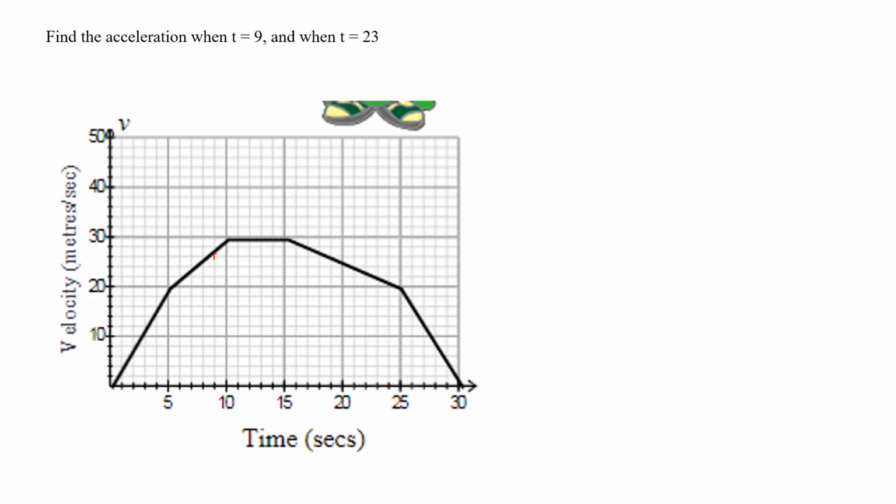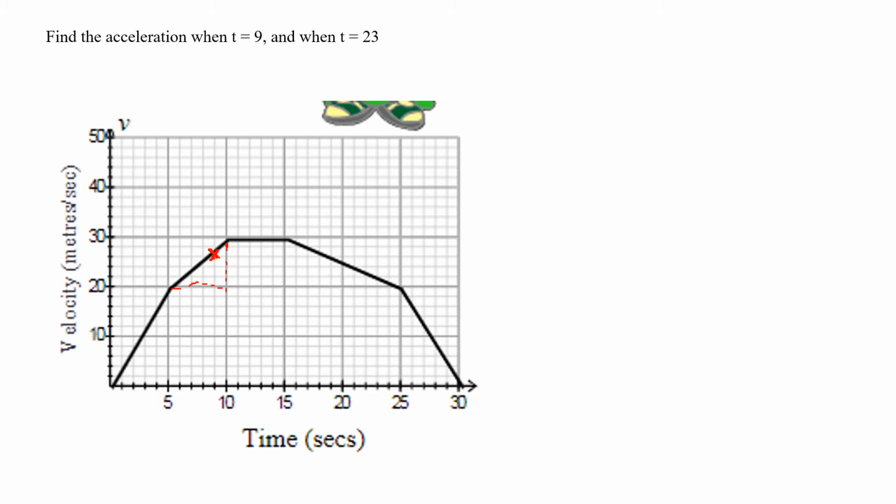So our next question is, find the acceleration when t equals 9. So t equals 9 here. We need to find the gradient of the line segment on which t lies. So that would be this line segment.